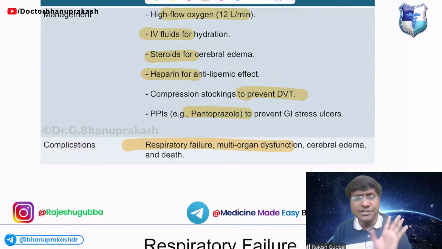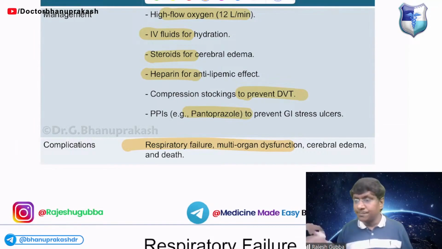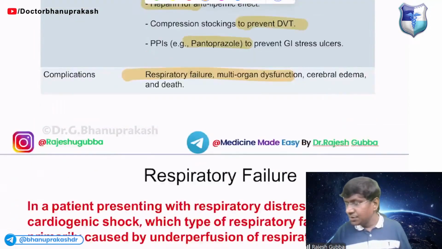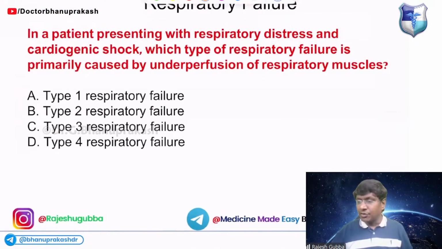High flow oxygen, IV fluids, steroids should be given, right? And for anti-lipemic effects, you need to give heparin and compression stockings to prevent the deep vein thrombosis, okay? So this is about your fat embolism syndrome where you have the very important criteria, that is Gurd and Wilson's criteria. Done. That is about the fat embolism syndrome.